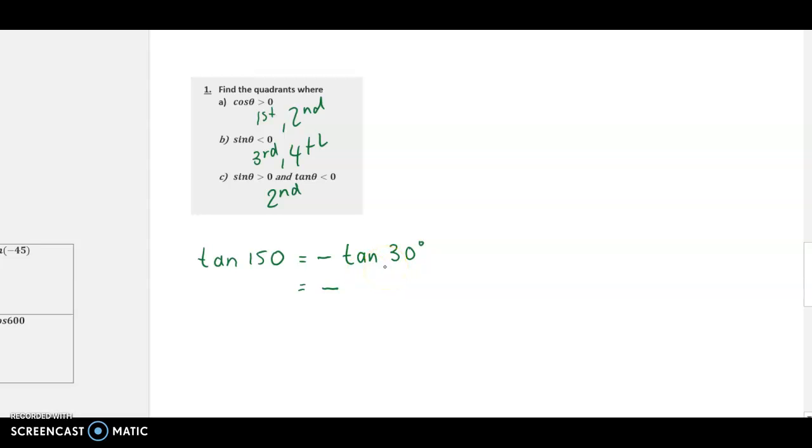So let's have a look at the special triangles. So I've just drawn that exact value triangle there. Tan of 30, opposite and adjacent is 1 on root 3. So we've got minus 1 on root 3 as our answer.